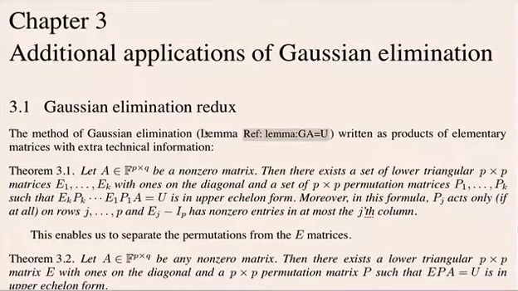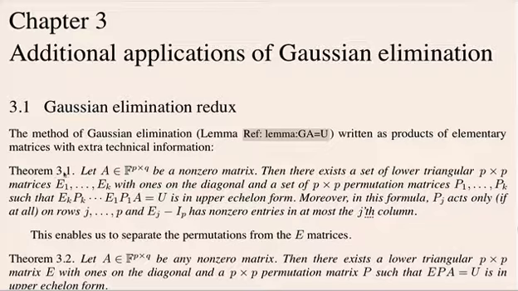Chapter 3 is titled Additional Applications of Gaussian Elimination. And the first section, 3.1, Gaussian Elimination Redux. The method of Gaussian elimination was in the lemma GA equals U. This is now written as products of elementary matrices with extra technical information.